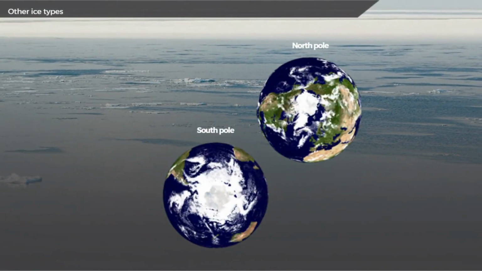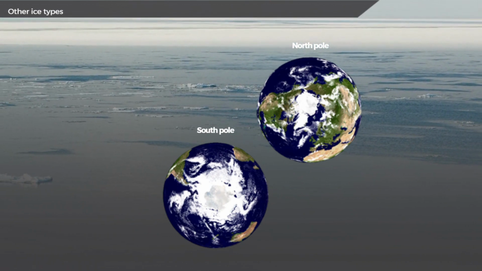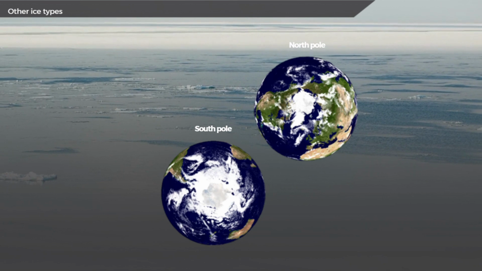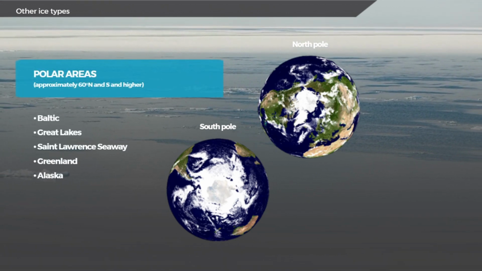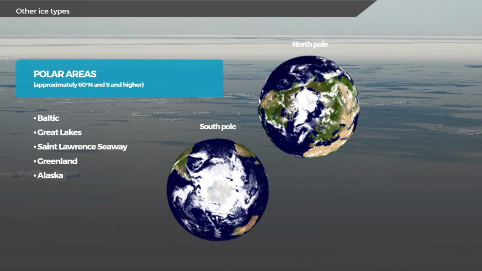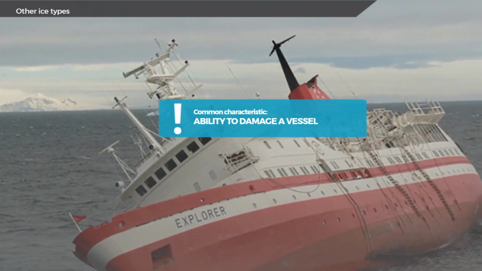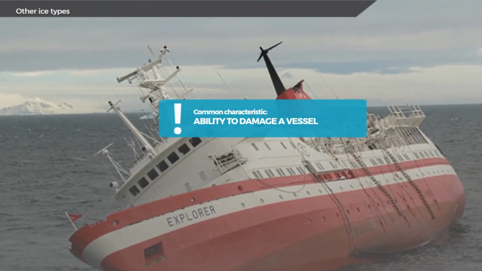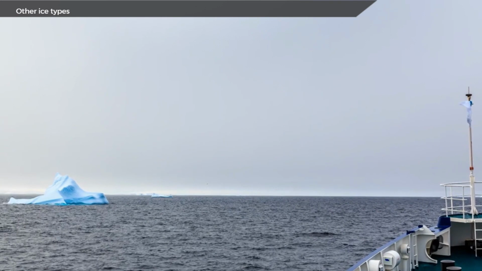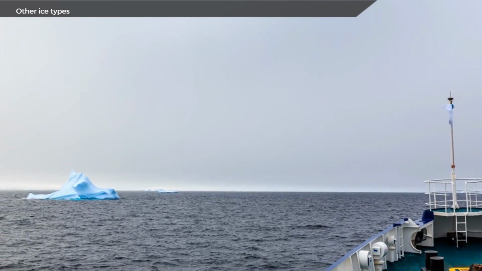At the North Pole, there is mainly sea ice, in contrast to the South Pole, where there is land with ice on it extending into the sea. In other areas of the world, seasonal ice is found. Ice varies with local characteristics, but there is one characteristic that is common, and that is its ability to damage a vessel. All ice must be given great respect by the navigator and ship handler.